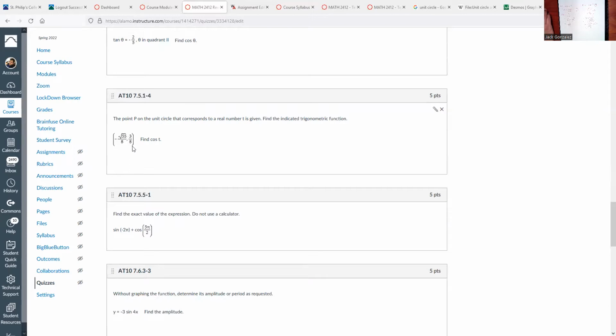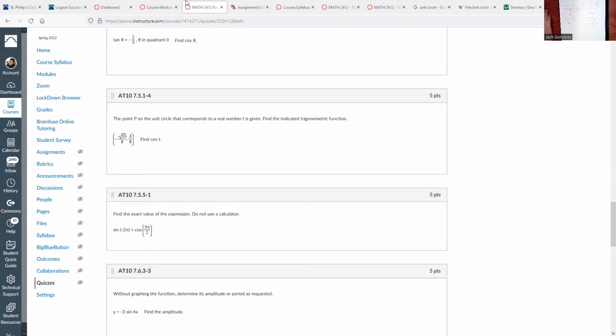Cosine relates to X, so you would choose the X. There's nothing really to do. You just need to understand cosine of T, where T is referring to the point P. This just means this one. If it was sine, you would choose the Y. If it was tangent, you would have to divide this one by that one, because tangent is always Y over X. Cosine is just the X. Sine is Y.